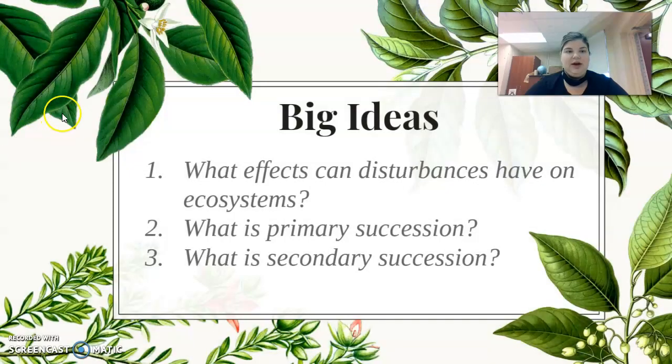So the big ideas that we're going to cover in this lecture would be what effects or natural disturbances can cause ecosystems to require succession, so what requires them to have to move back to their natural state. There has to be some kind of disturbance in the natural ecosystem. What is primary succession and what is secondary succession? We'll cover that as well.